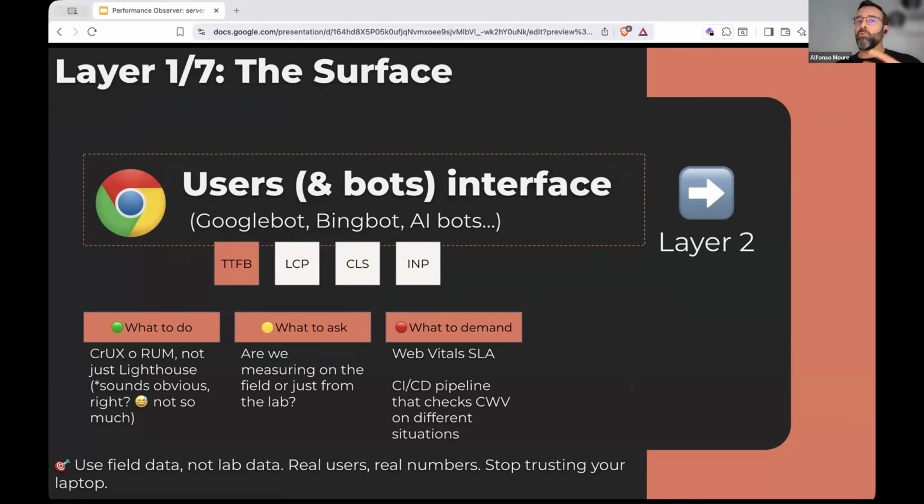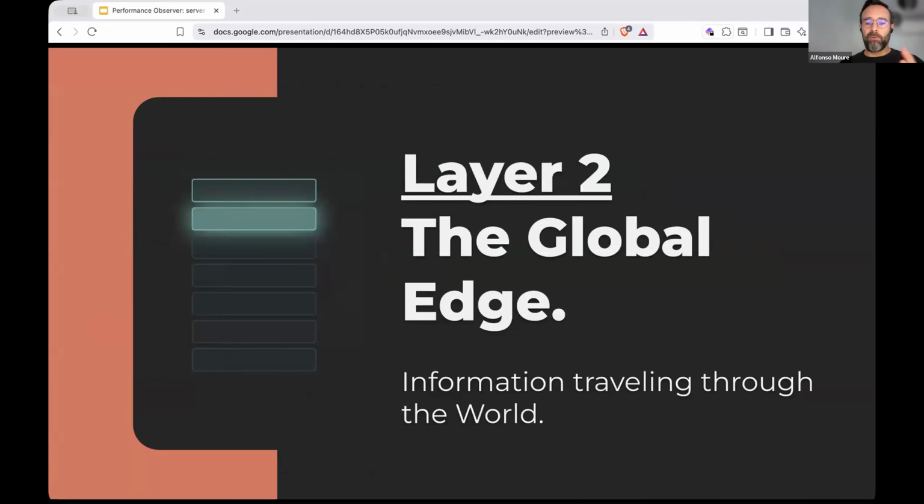In this case, I just want to highlight that I prefer to work with real data to make decisions. I think it's important to use lab data, of course, and automatic testing, of course, but there is nothing like logging real conditions and being able to read that information. So I'm not going to talk a lot about that layer.